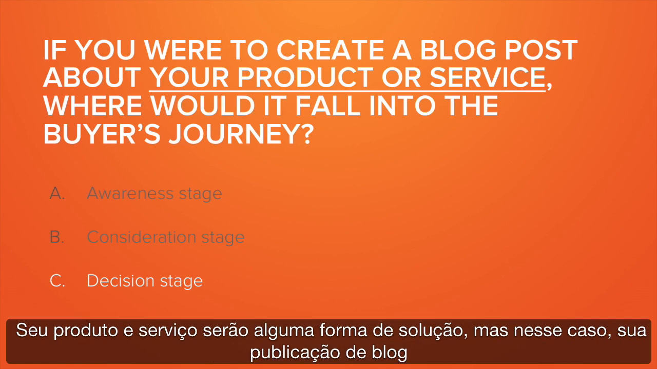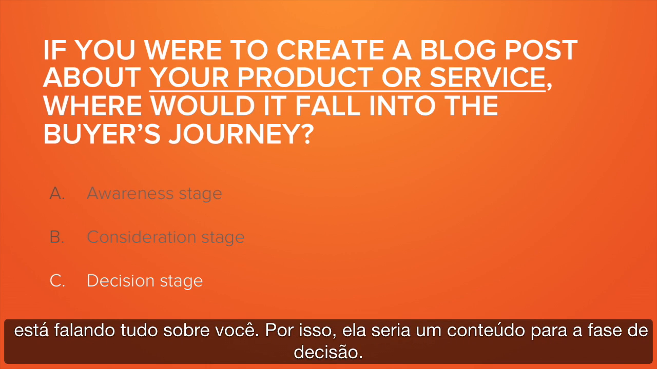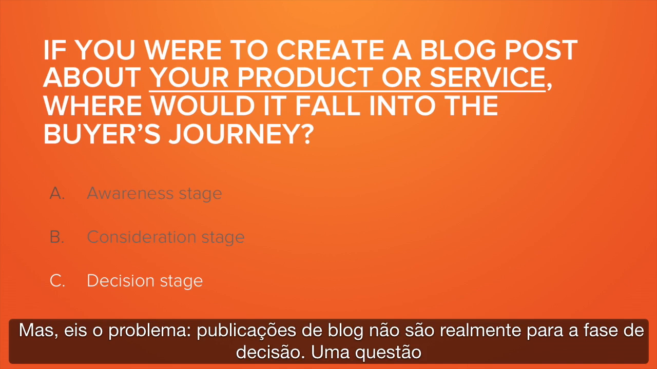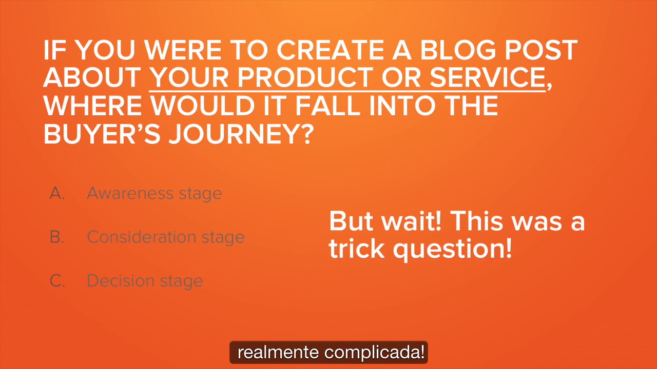Your product or service will most likely help solve your persona's problems, but that doesn't make this blog post awareness stage. Your product and service will be some form of solution, but in this case, your blog post is talking all about you. So this would be a decision stage piece of content. But here's the thing. Blog posts aren't really for the decision stage. A bit of a trick question.